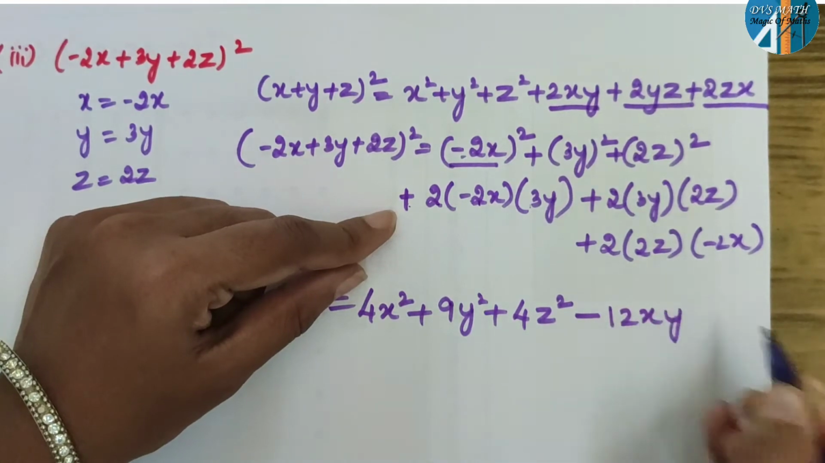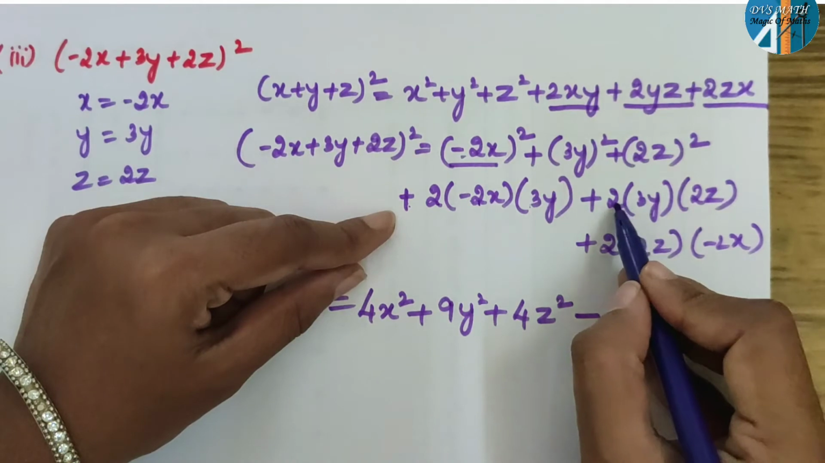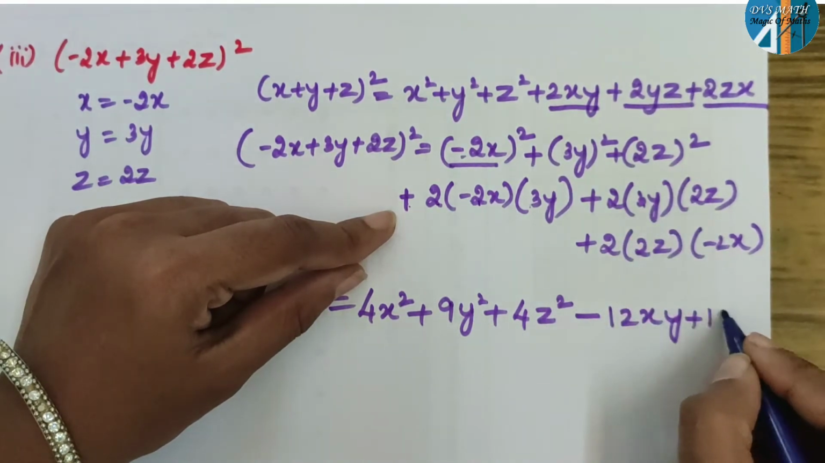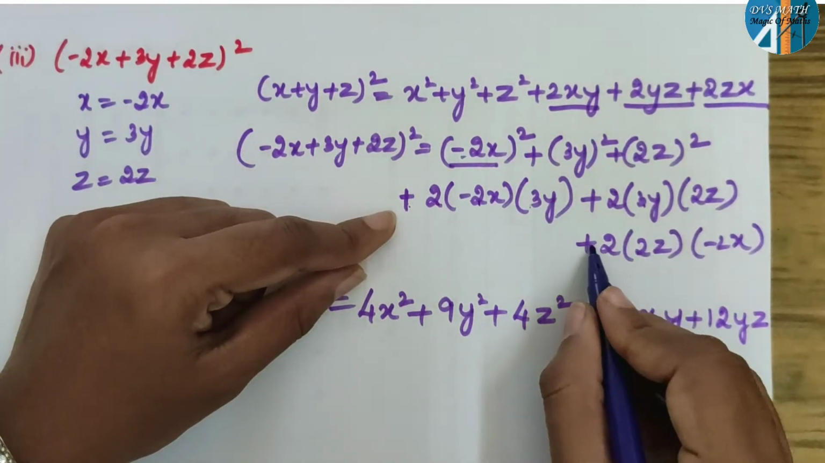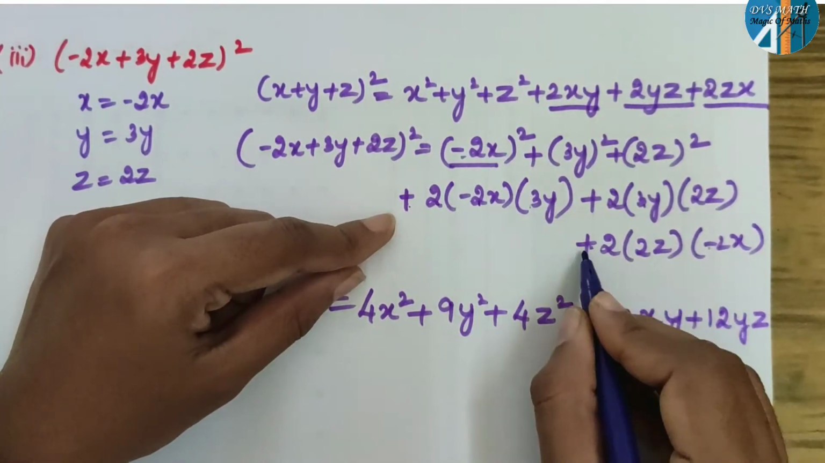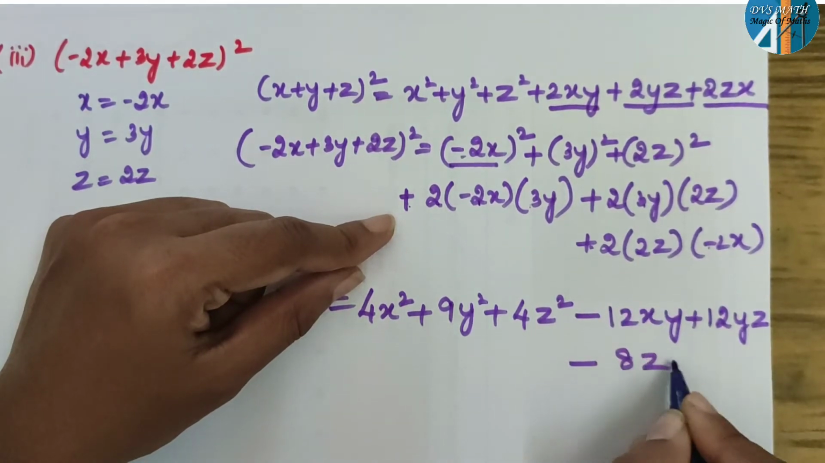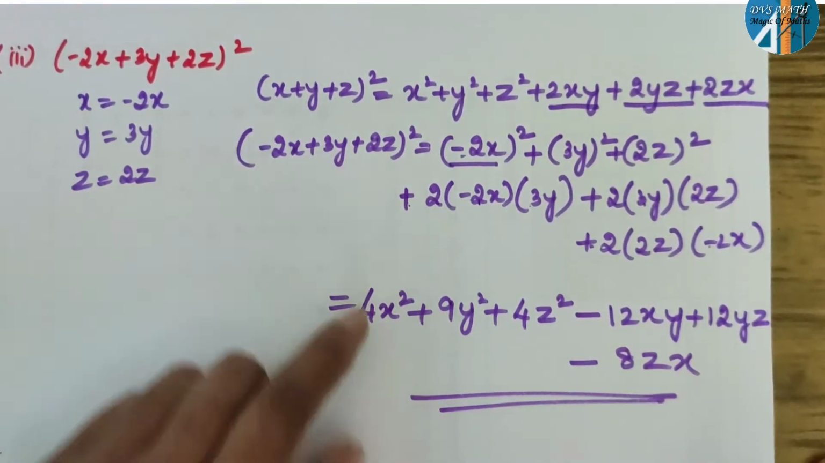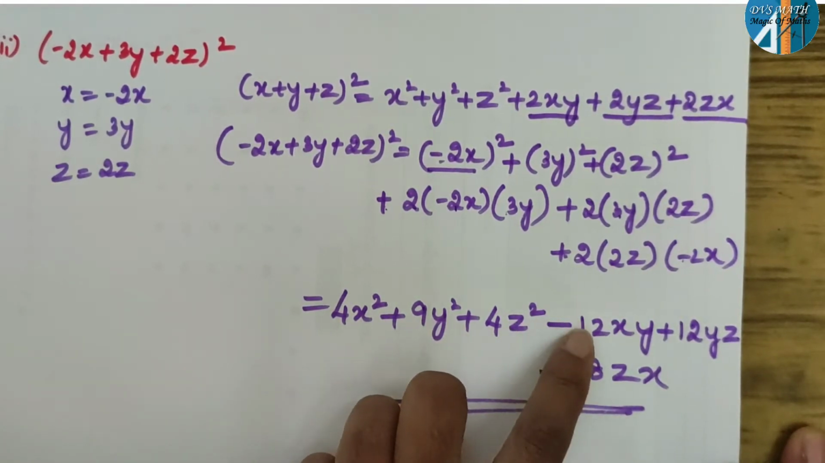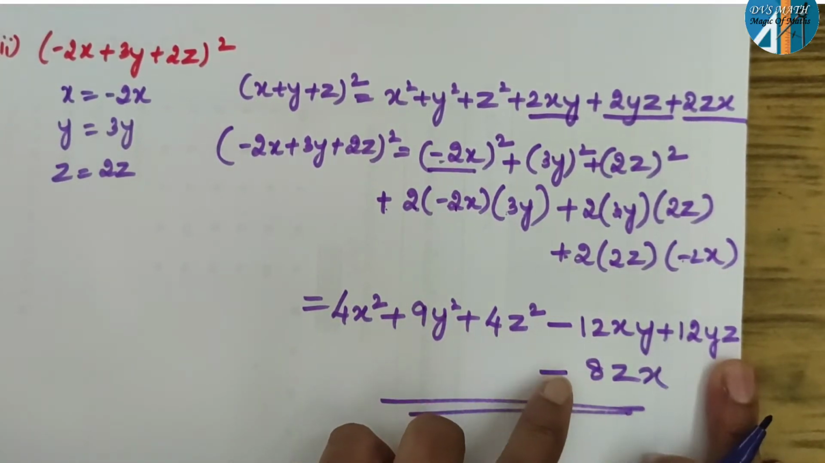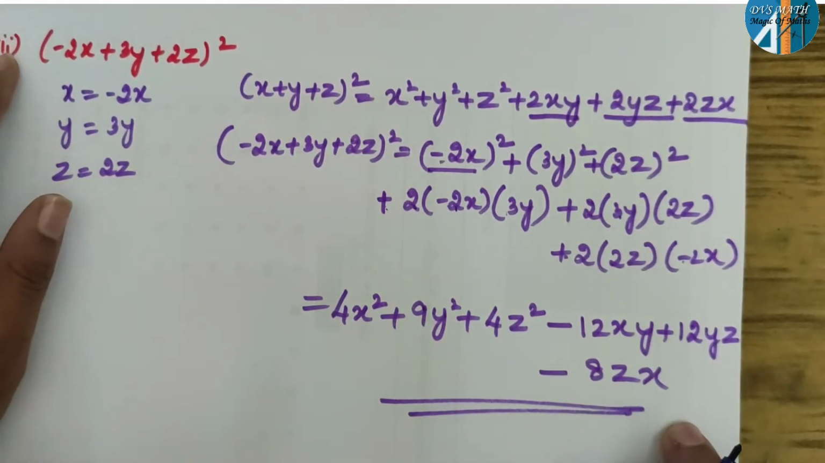So 12xy. Then here all are plus. So plus 2 3s are 6, 6 2s are 12. So 12yz. Then plus into minus, here you have minus. So plus into minus, minus. 2 2s are 4, 4 2s are 8, 8zx. So this is the solution. So 4x square plus 9y square plus 4z square minus 12xy plus 12yz minus 8zx is the solution or expanded form of the given question.